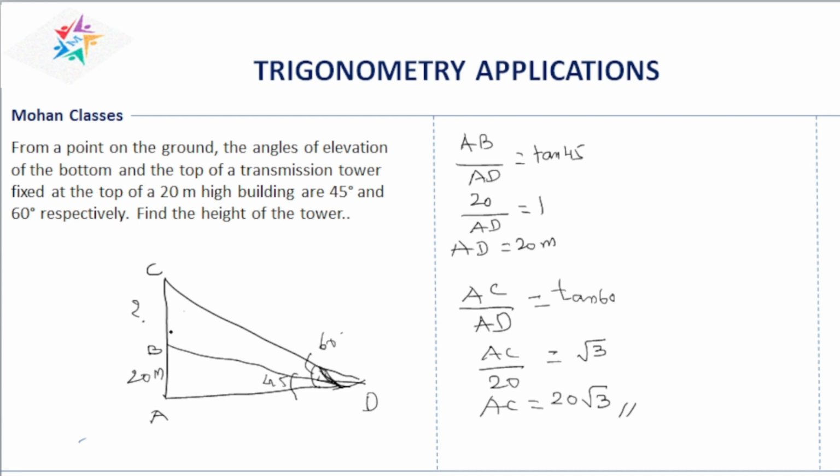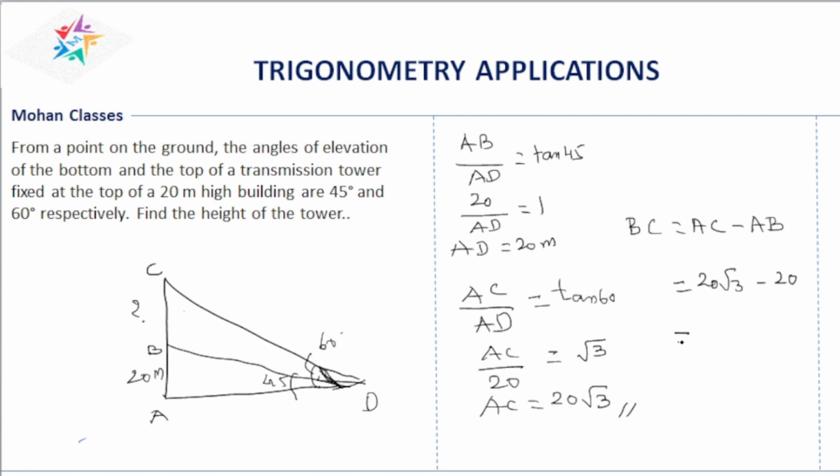But we want only BC, right? So, what is BC? BC is equal to AC minus AB, right? AC minus AB will get BC. So, what is AC? AC is 20 root 3 minus 20, right?